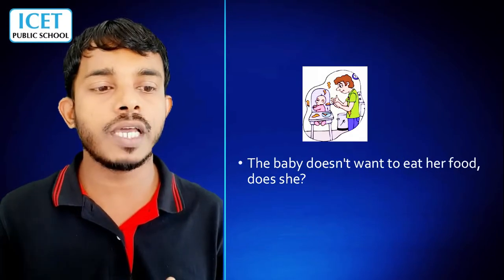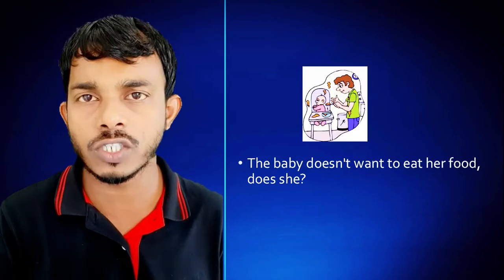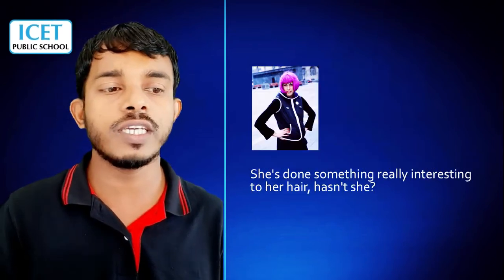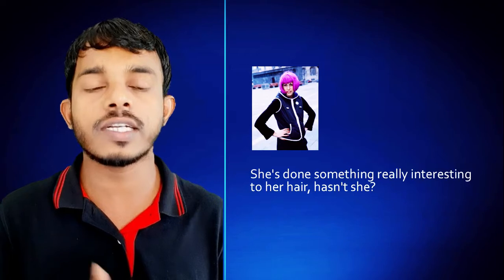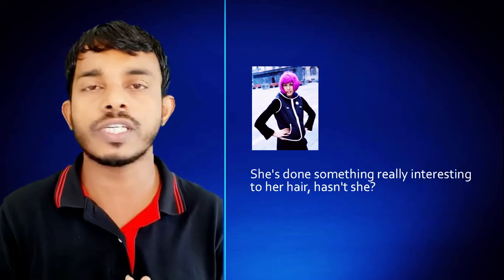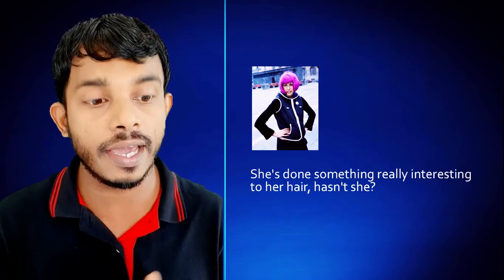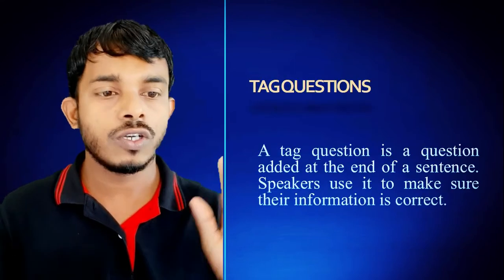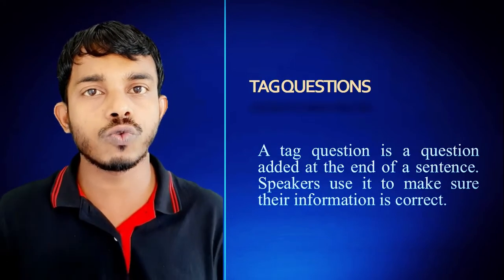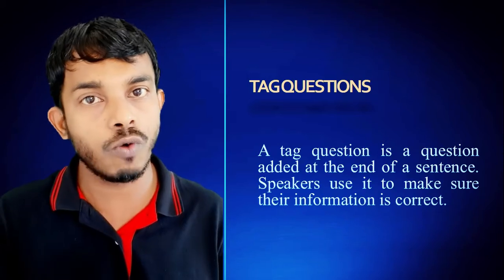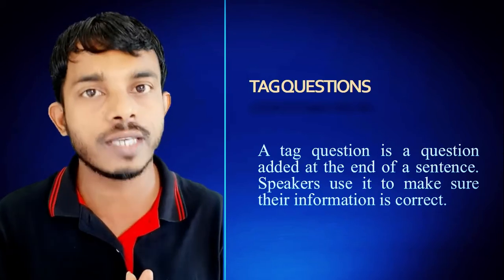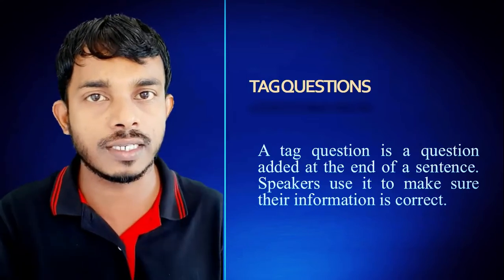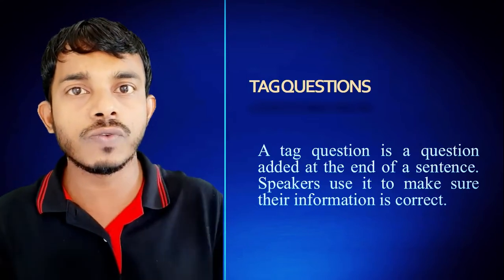Another one: the baby doesn't want to eat her food, does she? Another example: she has done something really interesting to her hair, hasn't she? Now we have gone through three types of sentences. All three are the same, but at the end of the sentence, the sentence concludes with a question.